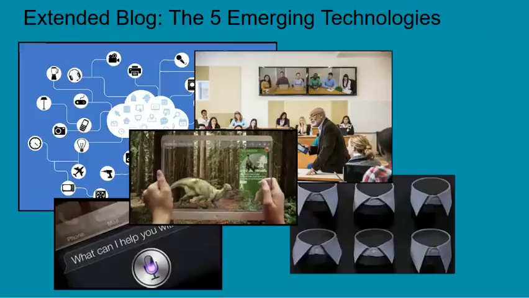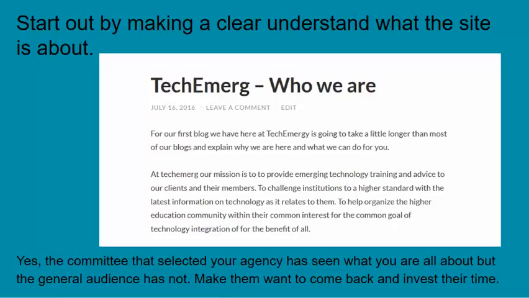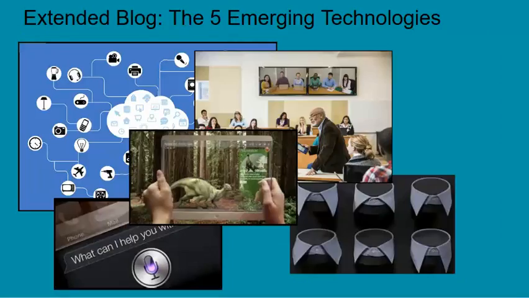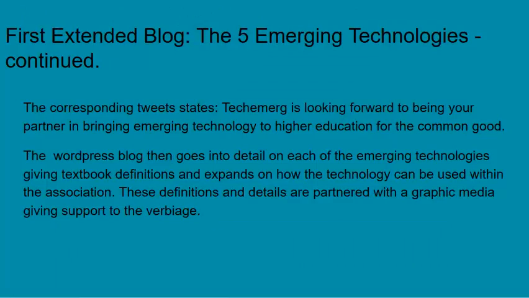My extended blog, I tried it on different angles, but working with that thought process before of who we are and making that, I went into great detail about the 5 emerging technologies. You can see there the 5 there with their graphics. A little continuation here. The corresponding between the states is about being a partner, bringing in the emerging technologies to higher education for the common good. The WordPress blogs go into great detail on each of the emerging technologies.